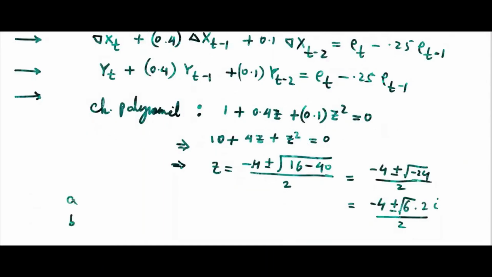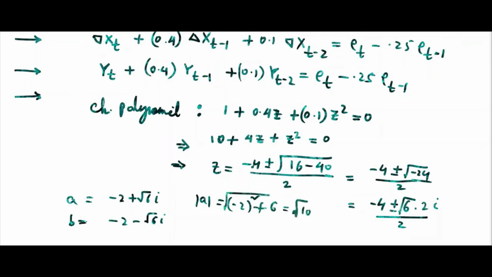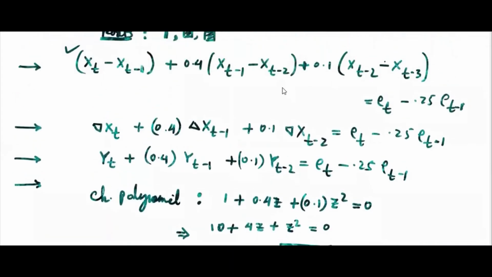So these are the roots. A is minus 2 plus square root of 6i. B is minus 2 minus square root of 6i. So if you find the modulus, this will be minus 2 square plus root 6 square, that is 6, so square root of 10. Here also for b, mod you will get the same, square root of 10. They are greater than 1 in magnitude. So this is stationary. The differentiated one is stationary.